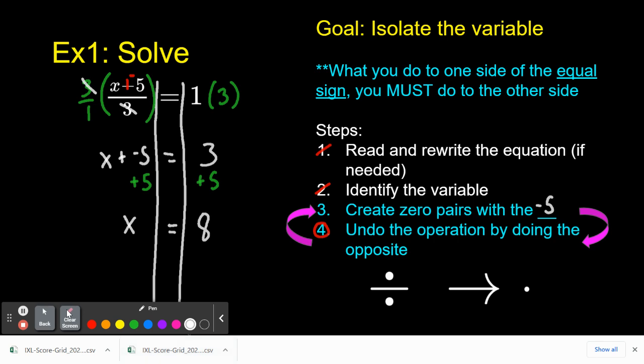Remember to reference this video as much as you need. Those are the 4 different types of equations that we've looked at so far. Tomorrow you'll see a 5th type where we're using distribution in order to solve equations.